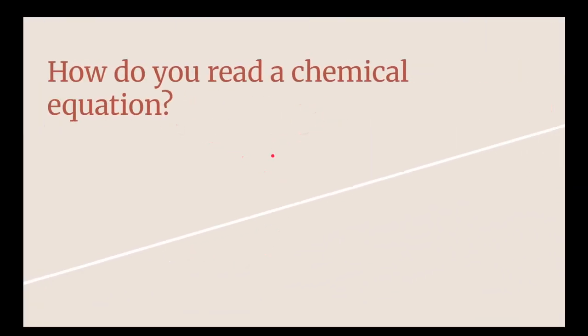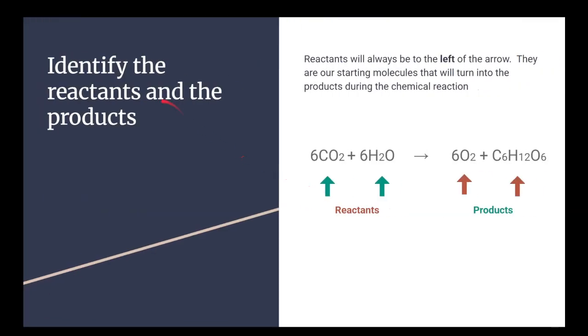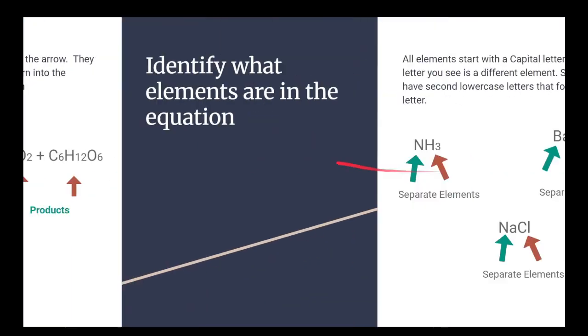How do you read a chemical reaction? First, you have to identify the reactants and the products. The reactants are everything to the left side of the arrow, and the products are everything to the right side. It will be our ending, and this is our start over here. So everything on this side will turn into everything on this side.